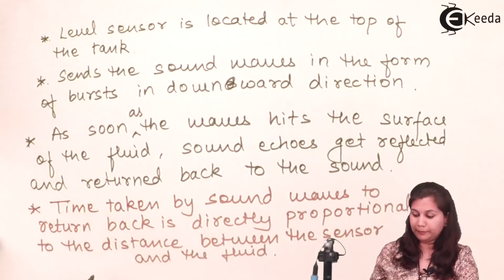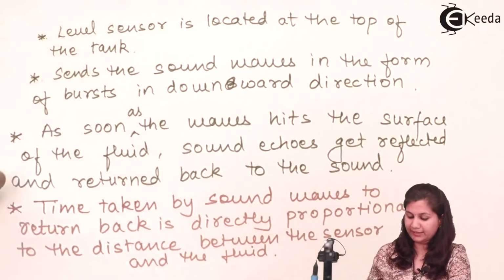Time is directly proportional to the distance between the sensor and the fluid, and this sensor measures the time duration, which is then used to find out the level of the liquid in the tank. Because when the tank is empty, more time will be taken for the echoes to return back to the sensor, and if it is filled with the liquid, then less time will be taken. So by comparing these two times, we can find out the level of the liquid in the tank.